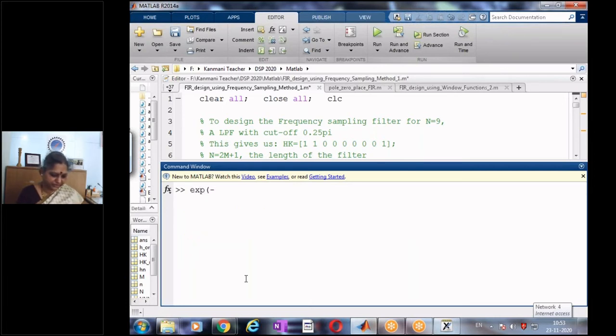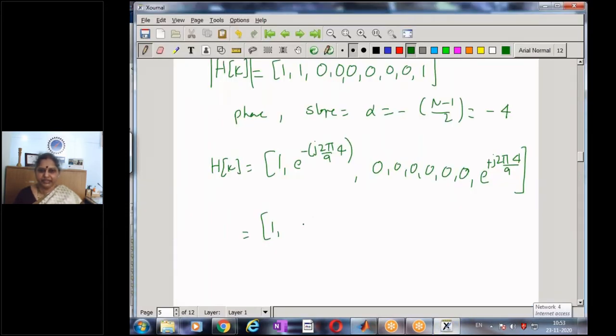E to the power of minus j 2 pi by 9, and then there is a 4. The 4 comes from the slope, and I have it as minus 0.93 and minus 0.34. So I have the value as minus 0.93 minus 0.34 j, and then I have all these values as 0, and the last value is a complex conjugate, or it is the 8th term.